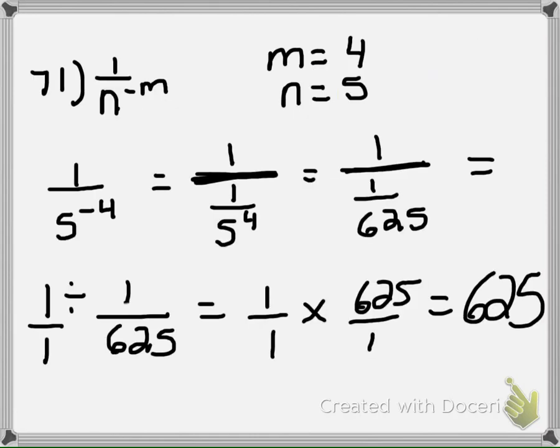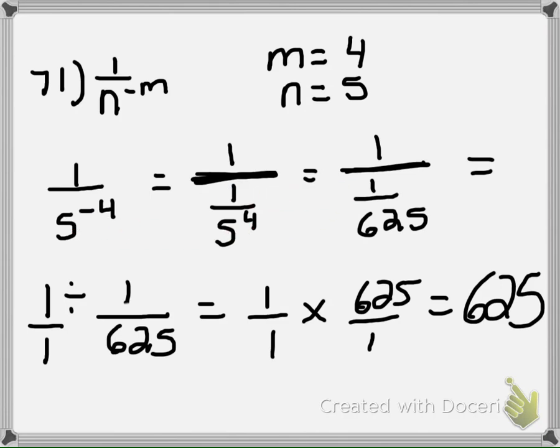One more. On this one, I was given 1 over n raised to the -m. So down here, 1 over n is 5, and it's given me -m, so it's -4. So this part can't be simplified, it's just 1 divided by 1 over 5 to the fourth. 1 over 5 to the fourth is what this equals when you get rid of the negative exponent.